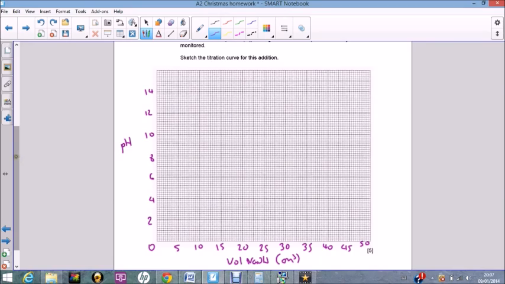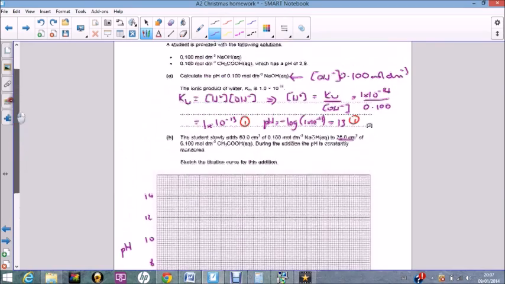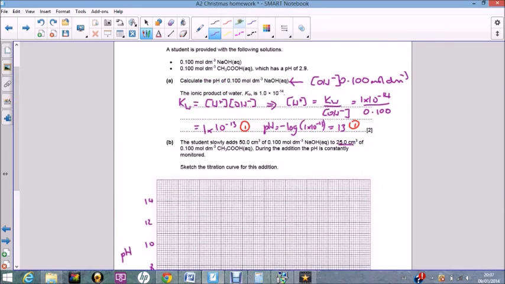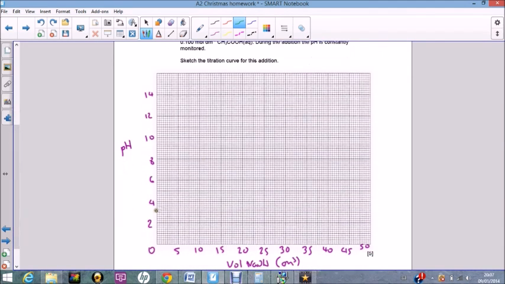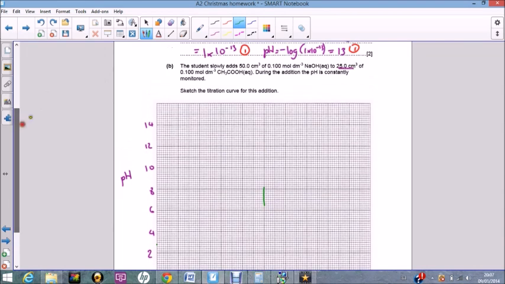Okay, so I'm now going to plot the titration curve. If I look up at the top of the question, I can see that the ethanoic acid's got a pH of 2.9, so I need to make sure that I am starting at 2.9 on this graph. I've just said that the end point, or the equivalence point, is going to be at 25 because the ethanoic acid is going to be the limiting reagent and there's 25 of it.